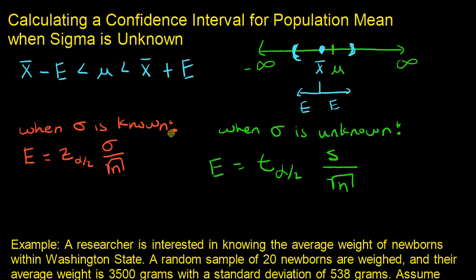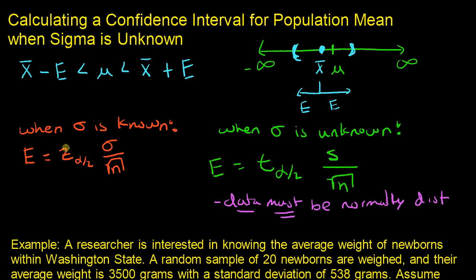Now, let's talk about the criteria in order to be able to use this formula. The data must be normally distributed. They must say something about the data being normally distributed. Otherwise, you cannot use this equation.